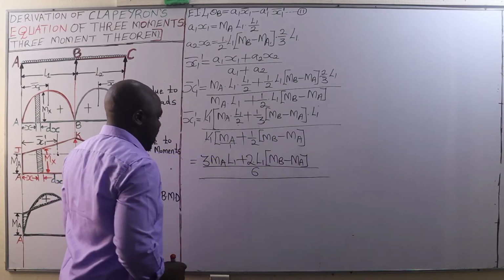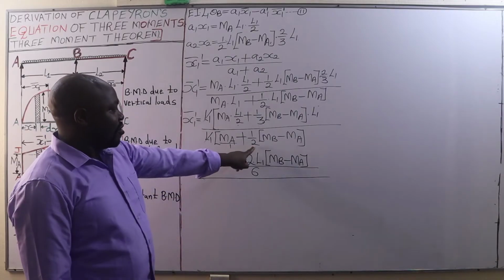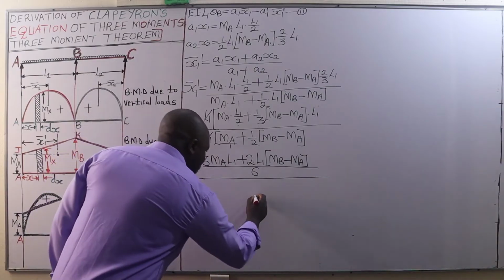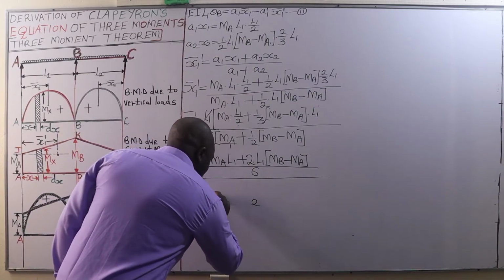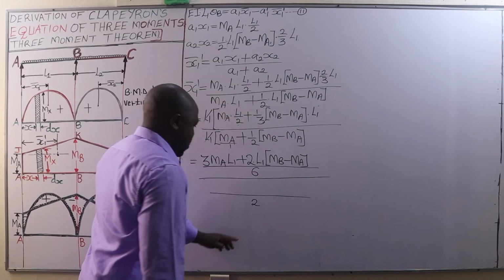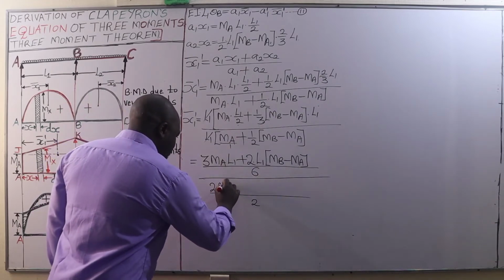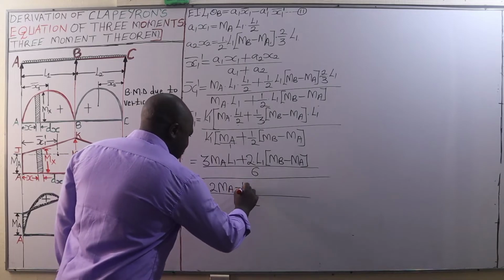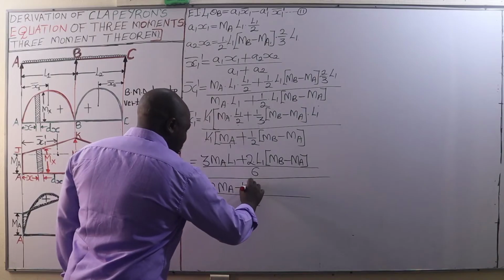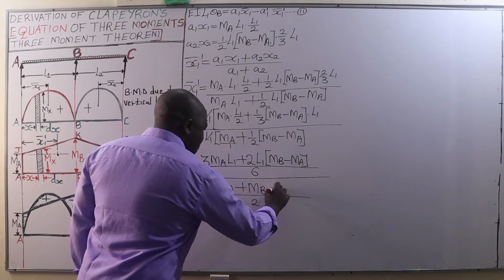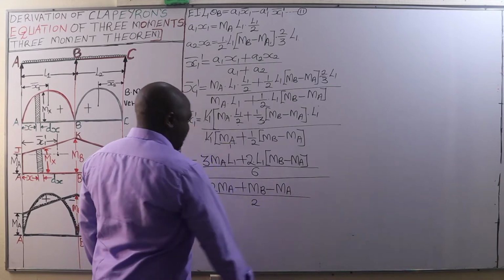Solving the denominator, we have 1 and 2. The LCM is going to be 2. So this is what we are going to have. 2 divided by 1, that is 2. And therefore that's going to be 2MA plus 2 divided by 2, that is 1. That's going to be MB minus MA.